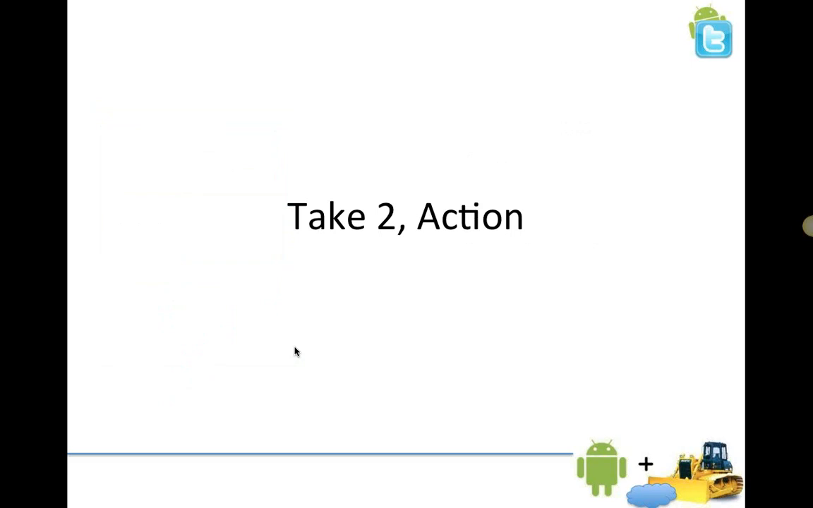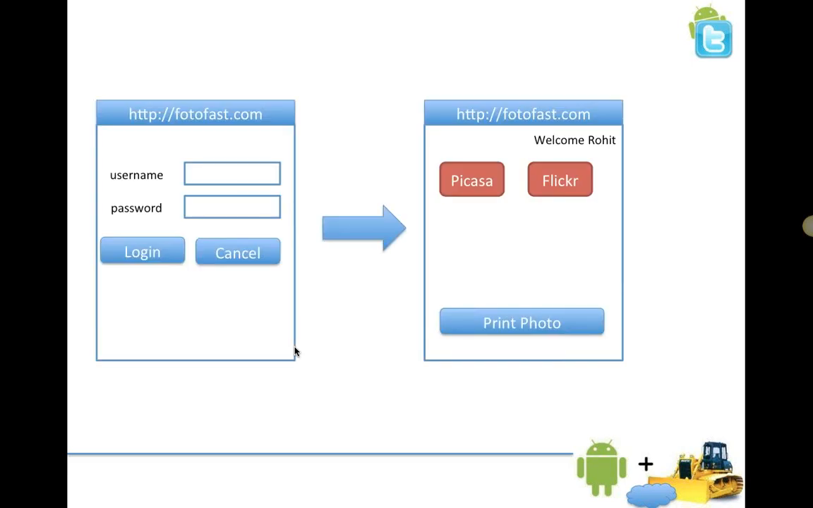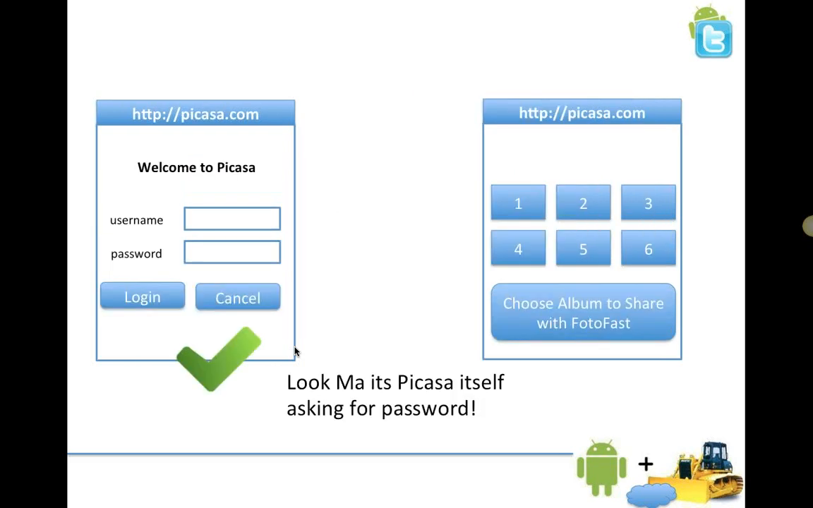Let's try it again. Now here, we're doing the same thing. And I'm on Photofoss. I log in to Photofoss. I'm being asked again whether Picasa or Flickr, where do you want to choose a photograph from? And this time, I'm being given a different screen. Instead of me still being on Photofoss and Photofoss asking me for username and password, I've been taken to Picasa.com. And Picasa is asking me for username and password. And I say, that's cool. I don't have any issues. It's Picasa itself asking me.